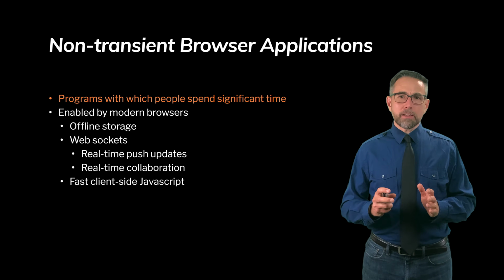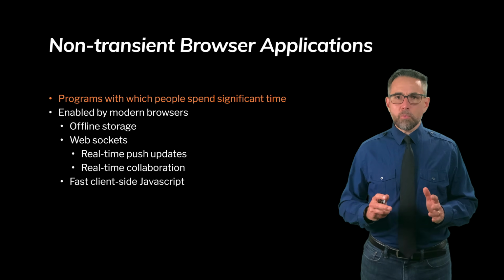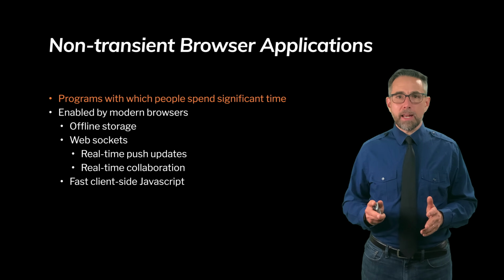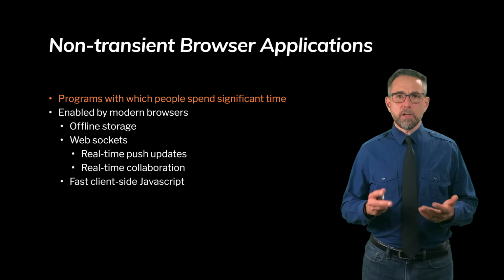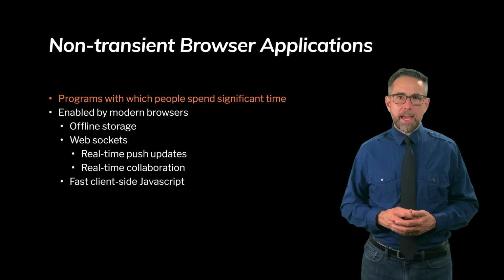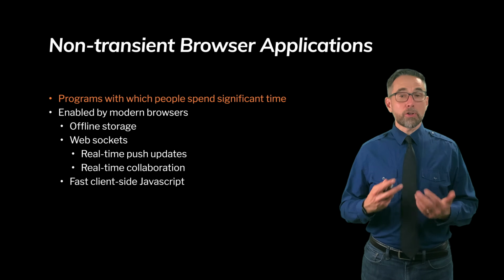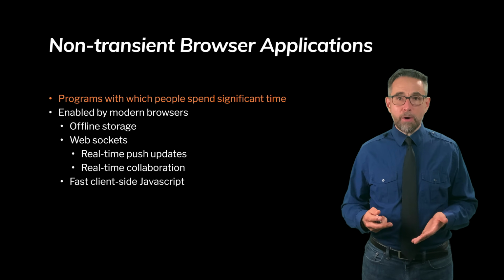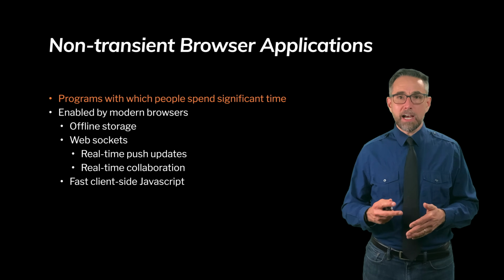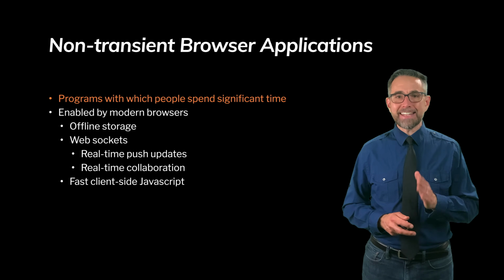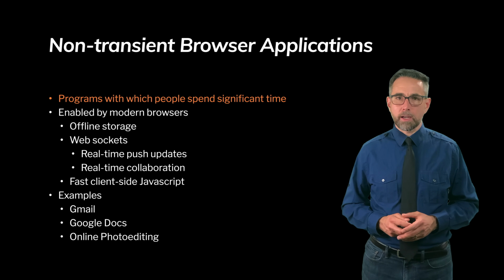So a transient browser app would be something like shopping at Amazon. Something which you do, okay, maybe it's going to take 20 minutes, but if there's a little bit of lag or the user interface isn't ideal, it's going to be okay because you don't spend a lot of time there. But there are other applications that people increasingly are spending hours and hours in, but that are located in the browser itself, not in a native application. That's a non-transient browser application, something that people are spending lots of time doing work in.